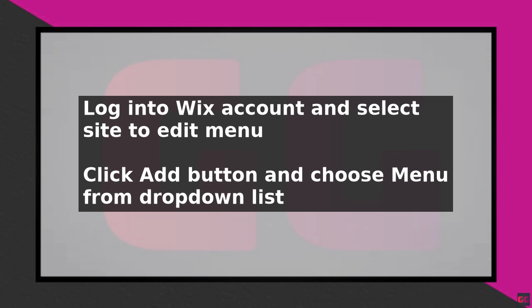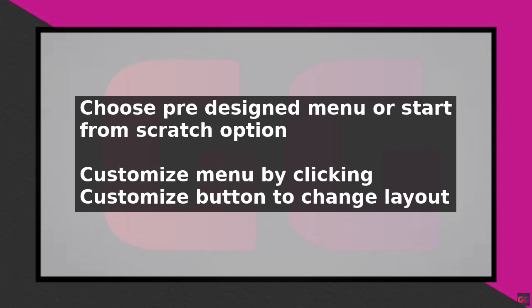Choose a pre-designed menu from the Wix menu templates or start from scratch by selecting the blank menu option. If you choose a pre-designed menu, you can customize it by clicking on the Customize button. This will allow you to change the menu's layout, colors, and fonts to match your site's theme.